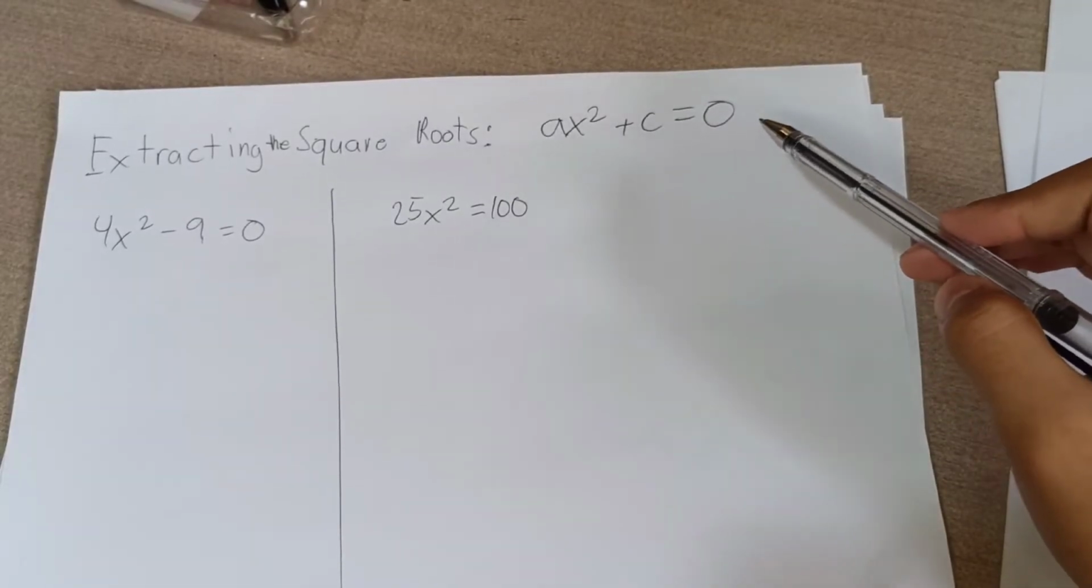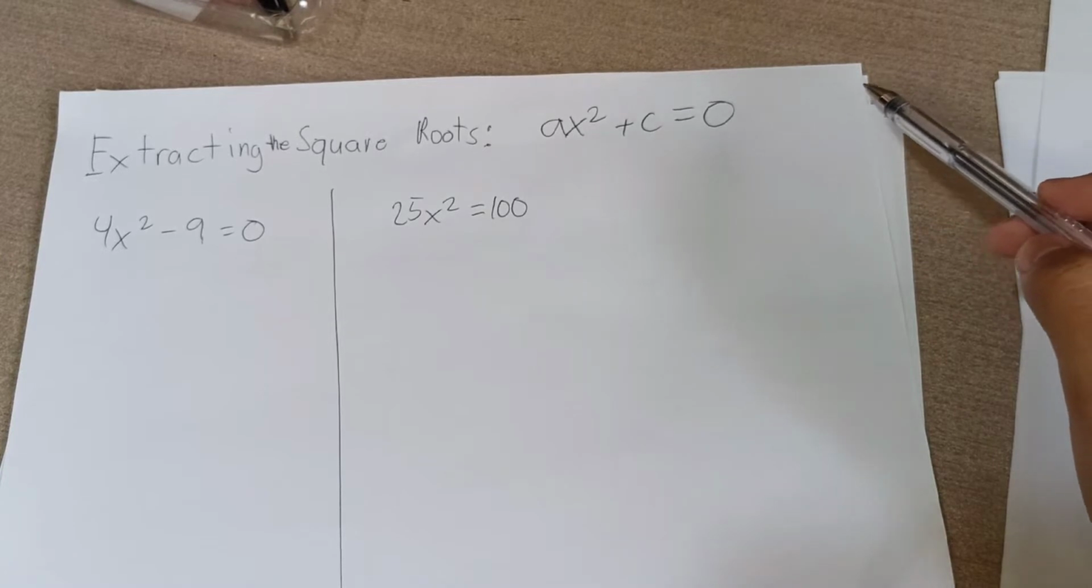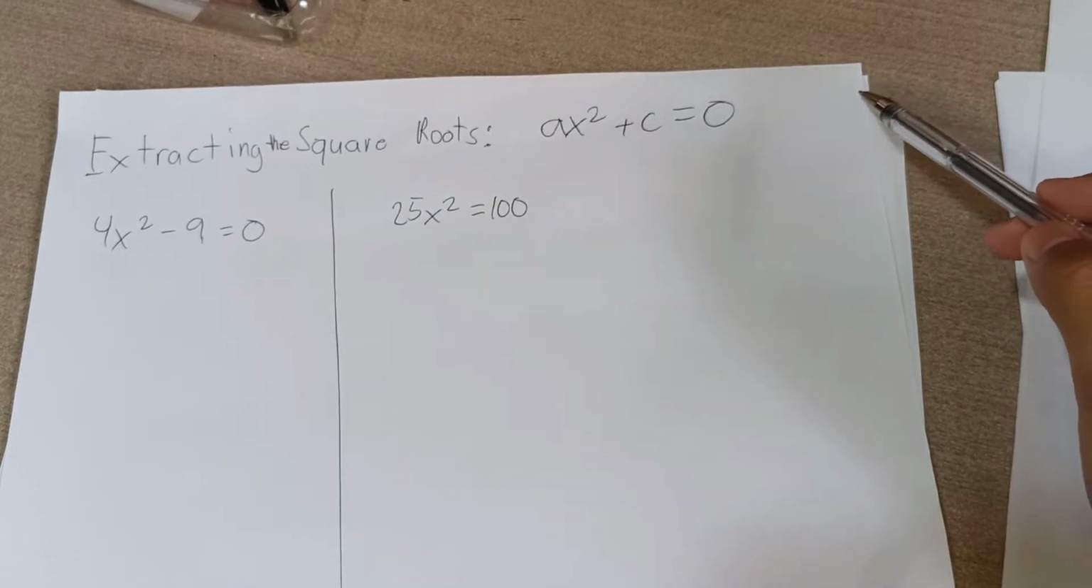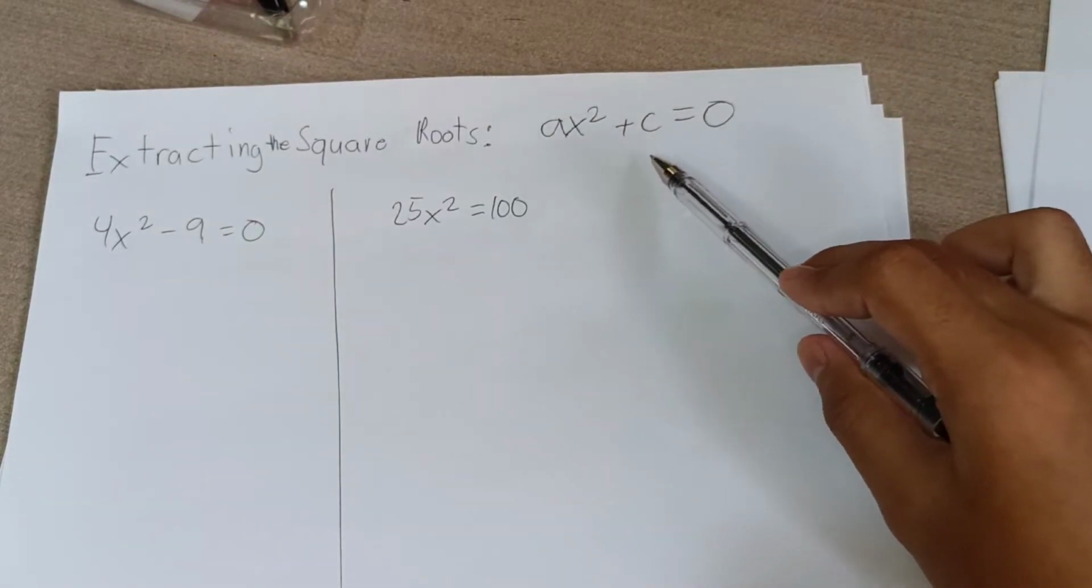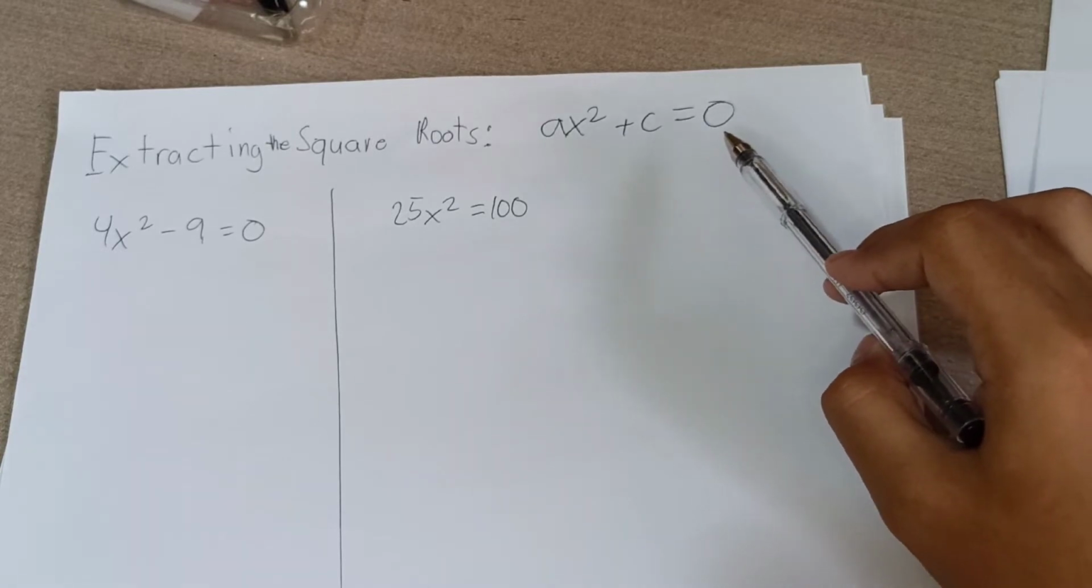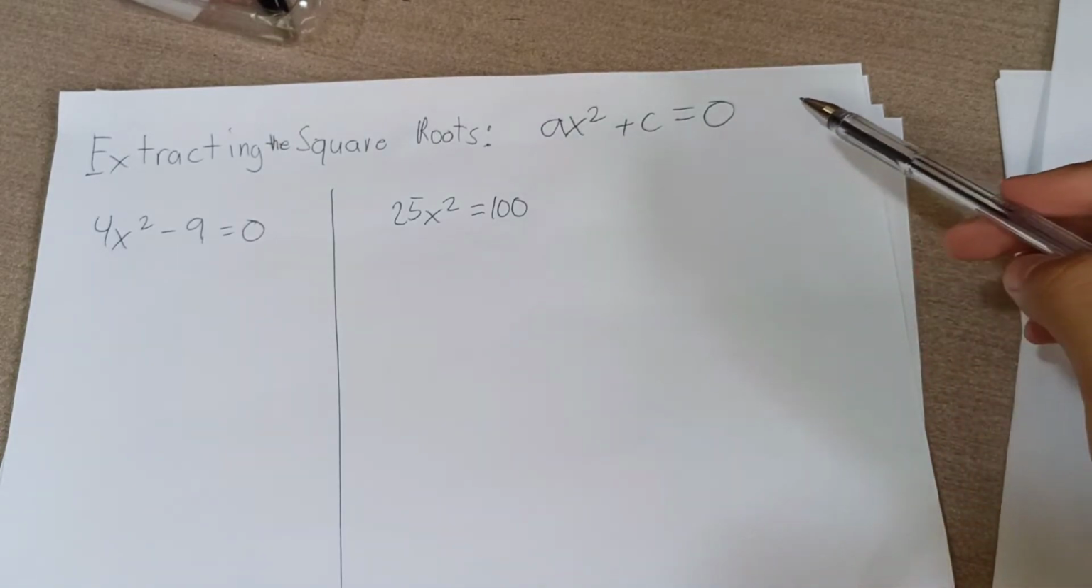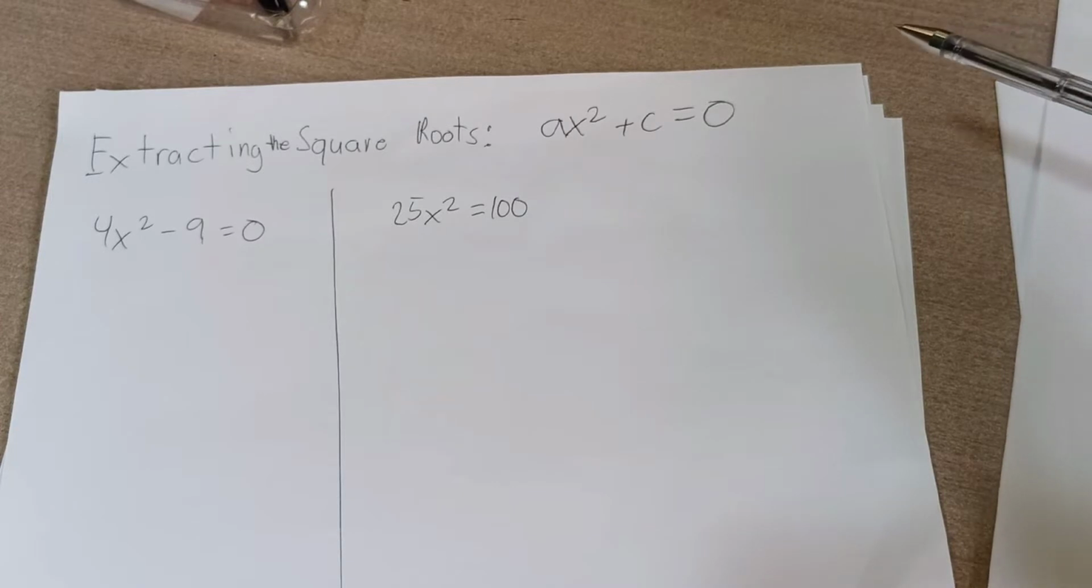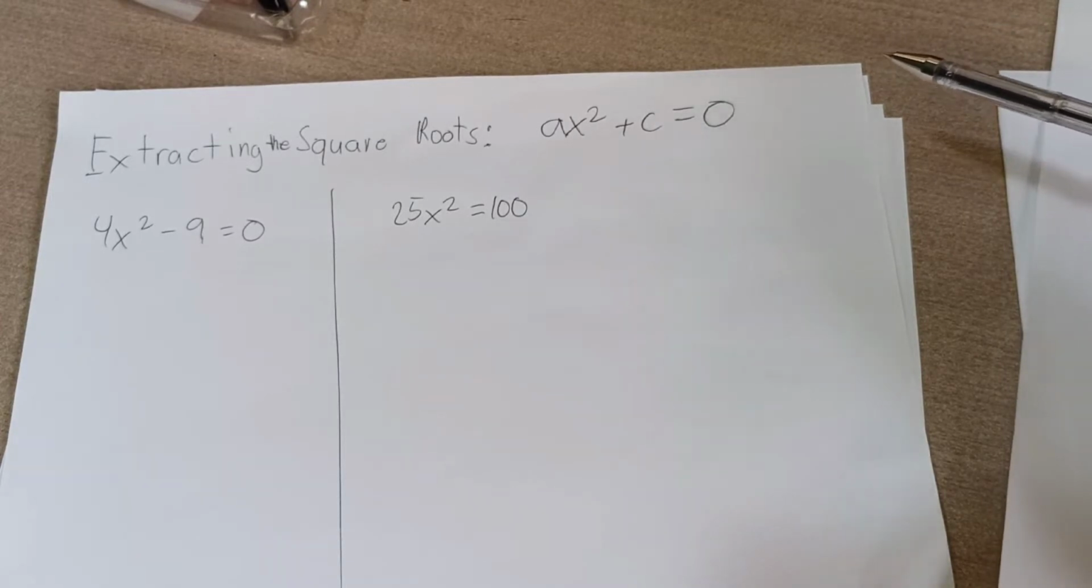Our first method is extracting the square roots. We can use this method if our equation has a form of ax squared plus c equals 0. In this method, we need to isolate x squared on the left side and take the square root of both sides to find our answer.